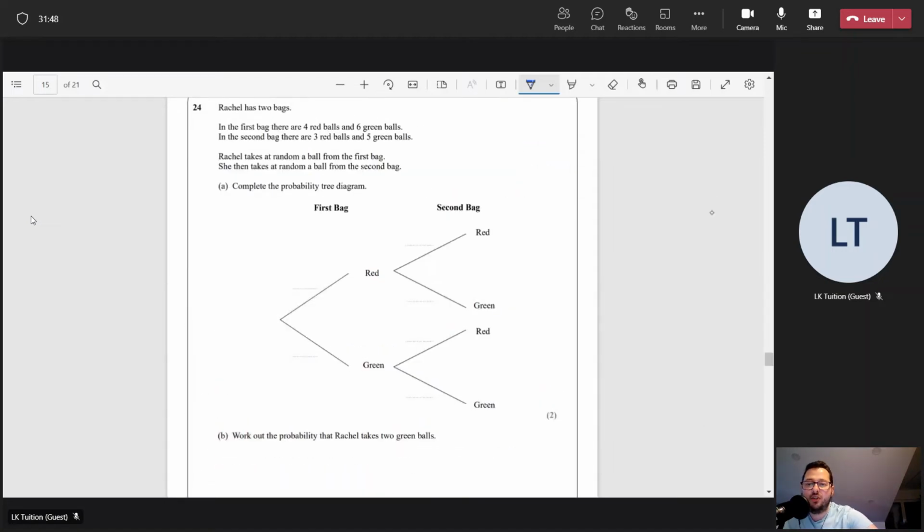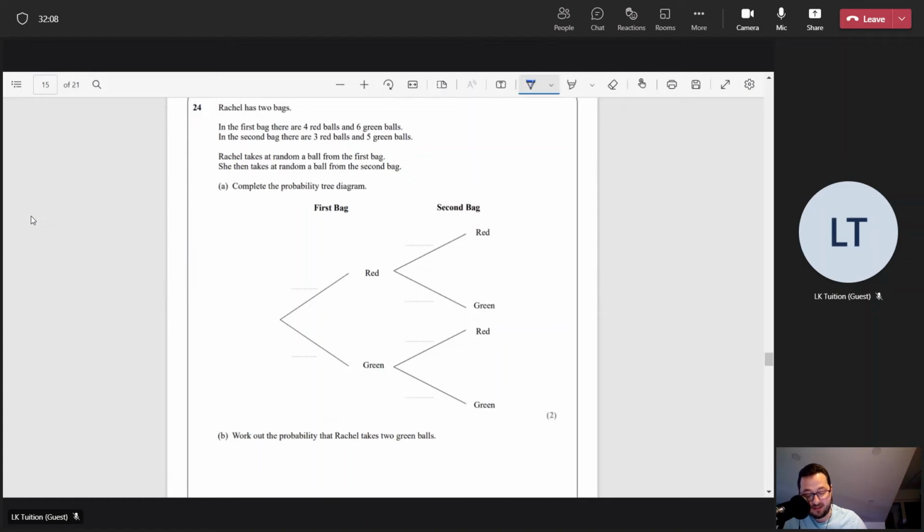24. Rachel has 2 bags. In the first bag, there are 4 red balls and 6 green balls. In the second bag, there are 3 red balls and 5 green balls. Rachel takes at random a ball from the first bag. She then takes a ball from the second bag. Complete the probability tree diagram.